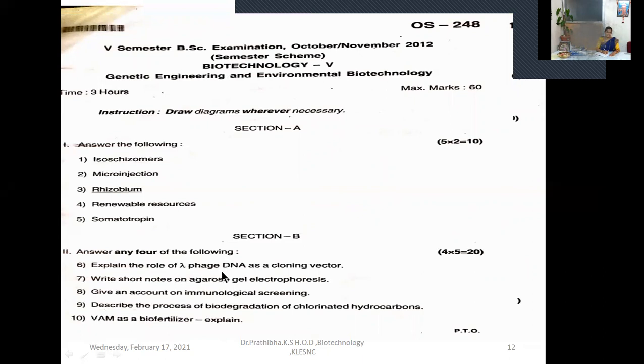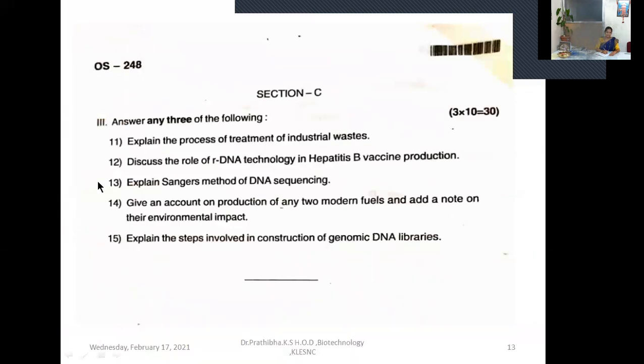Explain the role of lambda phage DNA as cloning vector. Write short notes on agarose gel electrophoresis, in short AGE. Give an account on immunological screening. Describe the process of biodegradation of chlorinated hydrocarbons. VAM as a biofertilizer. Explain. All these questions, answer carries 5 marks. Explain, answer any three of the following.